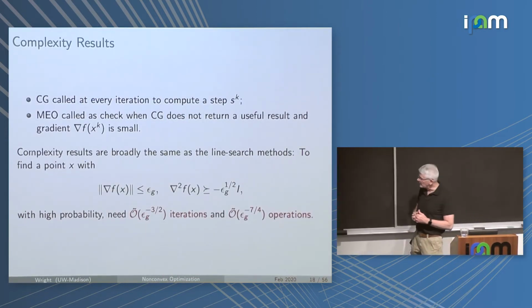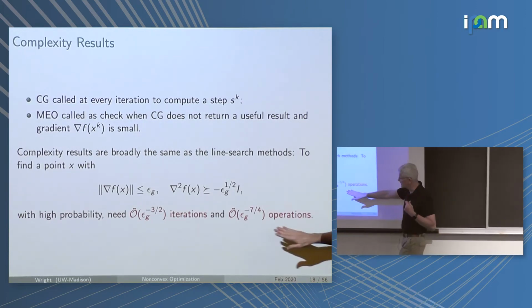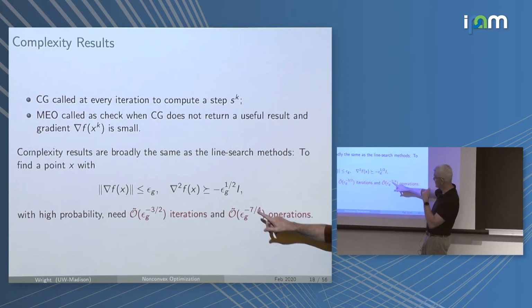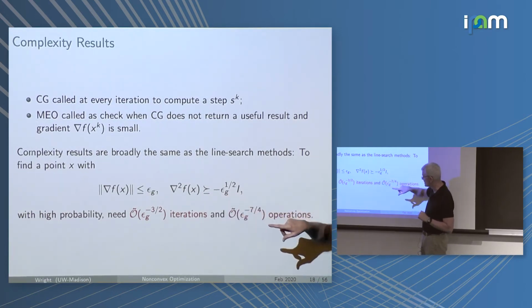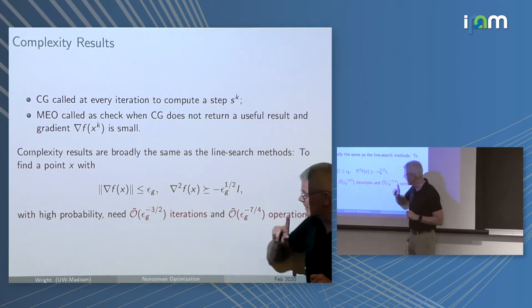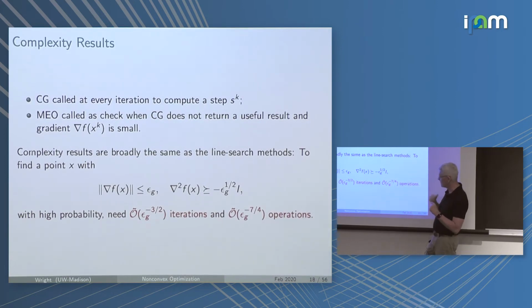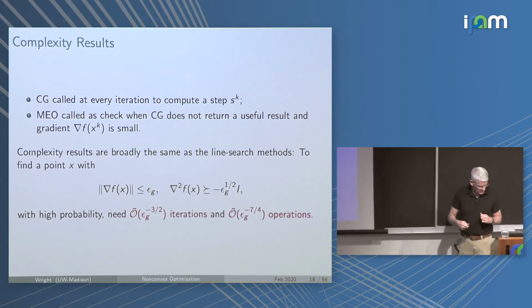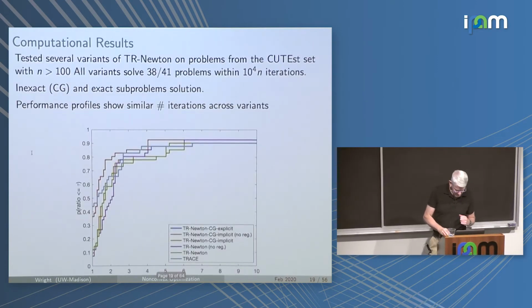Okay, so what we end up with, just cutting to the chase, is we basically get the same sort of complexity results as we get for the line search case. If we set the epsilon h to be the square root of the epsilon g, we get the same bound on the number of iterations and the same bound on the number of matrix vector products or gradient evaluations. So that's basically the story there.